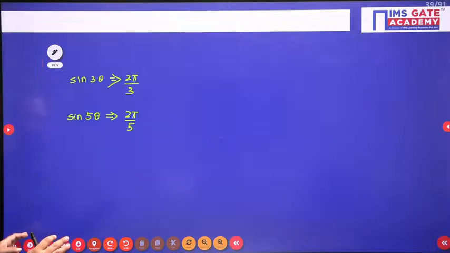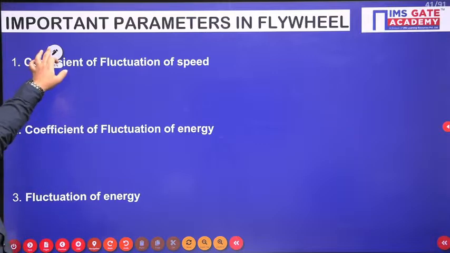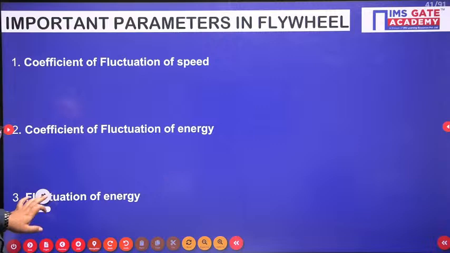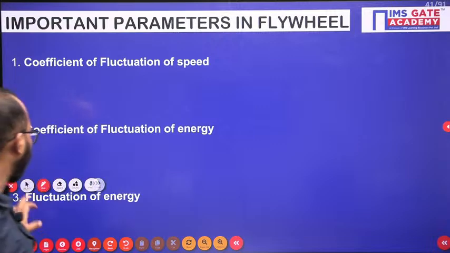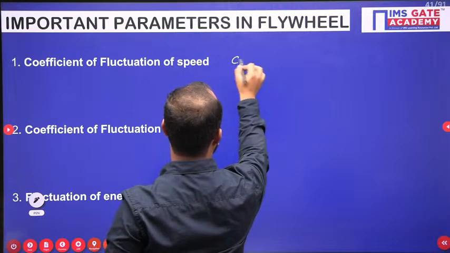Right. So this much is clear. Okay, this is also clear, like how to write the time period. Now coefficient of fluctuation of speed and coefficient of fluctuation of energy and finally fluctuation of energy, these formulas are very important. So it is known as CS here.